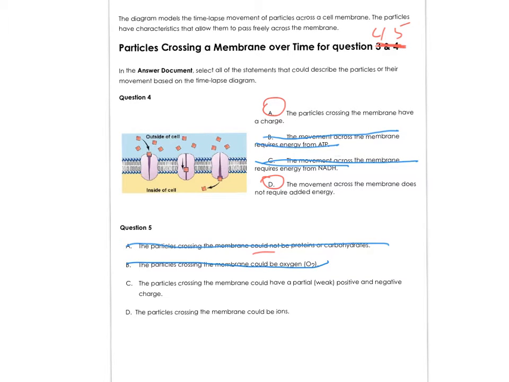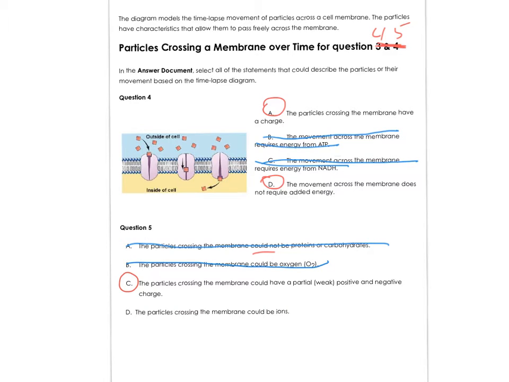Particles crossing the membrane could have a partial, weak, or positive and negative charge. Sure, there's no reason why not. Maybe there are large particles that are polar, like a sugar. Carbohydrates have positive and negative ends or side chains. That's why they can't pass through the membrane easily. And proteins do help them pass, so that could be.